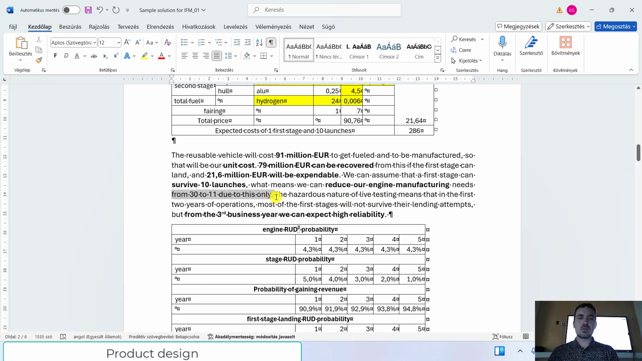Well, we don't need this number, so I need the end of the sentence. Obviously, in this case, the highlighted parts should be written by you. We can assume that the first stage can survive.